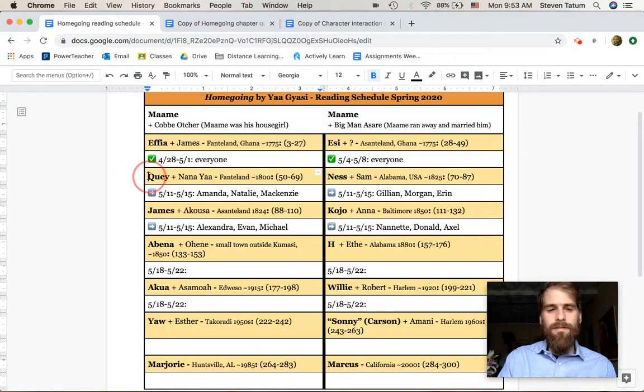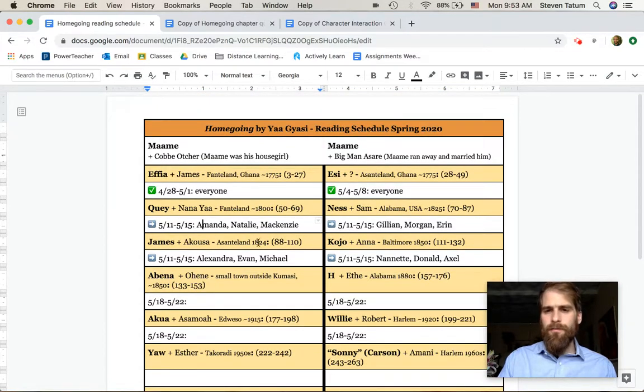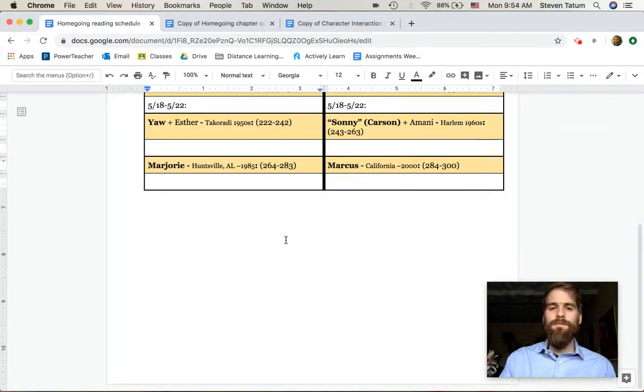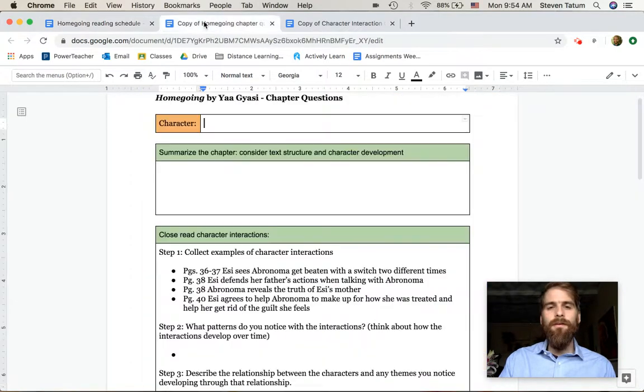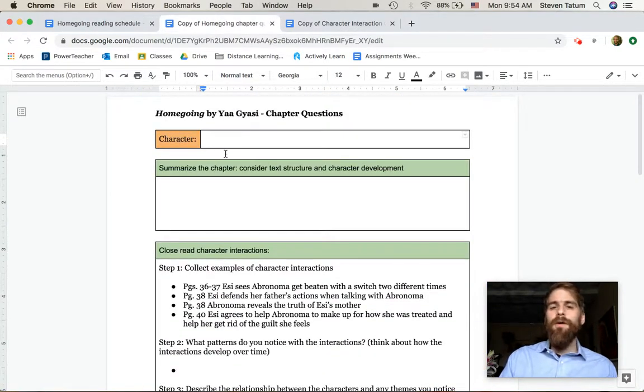Now we're going to be reading the next 4 chapters split up. So that's this section of the table: Quey, Ness, James, and Kojo. And your names are here under the chapter that I want you to read this week. So everyone will be reading different chapters, or you'll be reading it with 2 other people, and we'll come together and discuss this through the week. If you've got any questions about that, let me know, and I'll be filling this out as we go through the weeks.